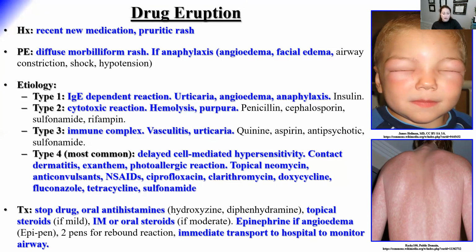Oral antihistamines can help with the rash, so diphenhydramine, hydroxyzine. Topical steroids can be used if it's very mild, IM or oral steroids if it's severe. If they have angioedema, you want to give them epinephrine, and you want to give them 2 pens, one for home, one in your car. People who get angioedema get a rebound reaction that can be very severe. So if they have an anaphylactic reaction, you must transport them to the hospital for monitoring.